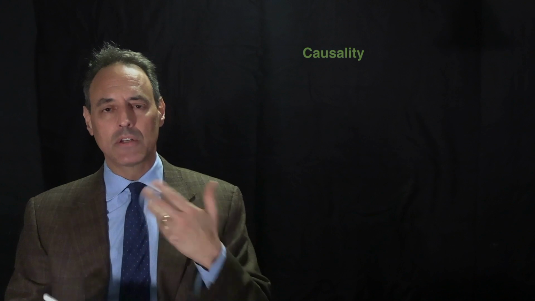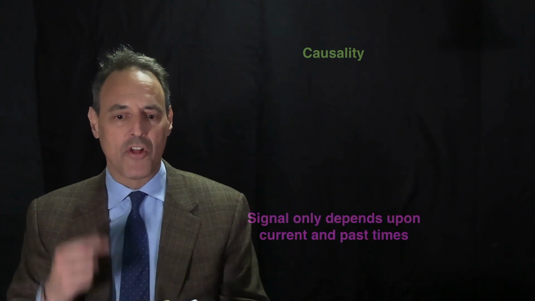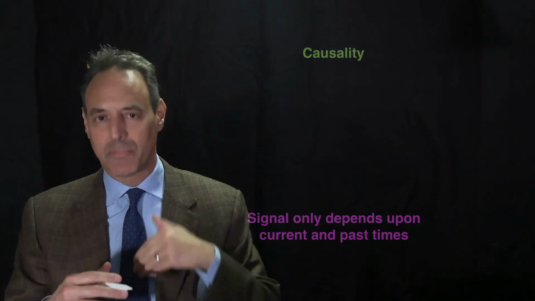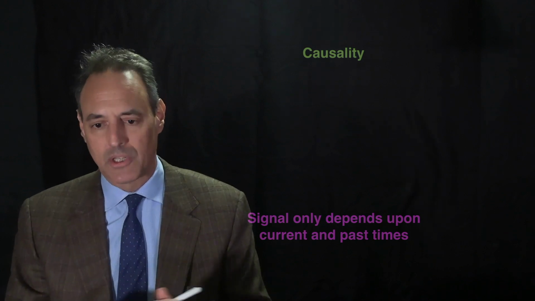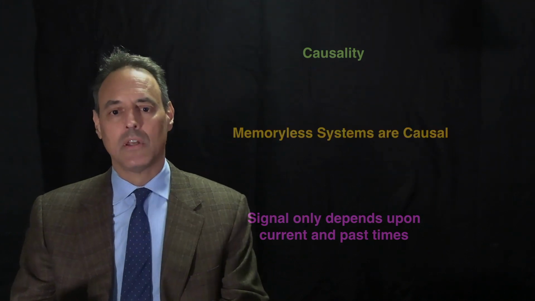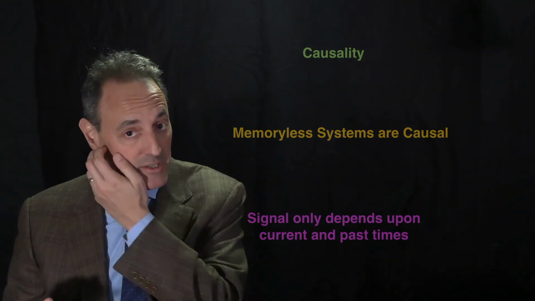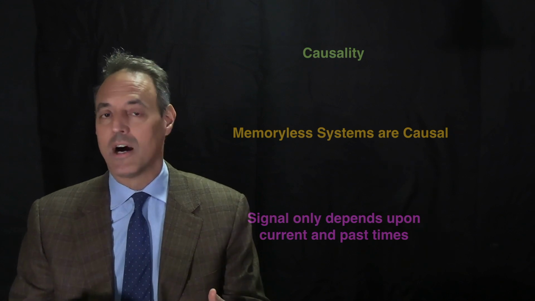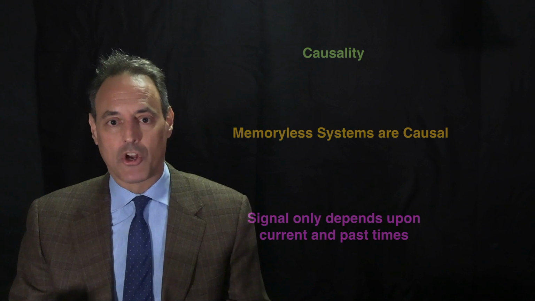Okay. Let's talk about causality. You see, we're walking through all these important properties. We go from memory to invertibility, and now causality, which is kind of just like what it sounds. Does the signal in the future depend on the current and the past? If my output depends on the future, then that's not a causal relationship. A causal system only depends upon the current time and times in the past. For instance, memoryless systems are causal, because memoryless systems only depend on the current time.